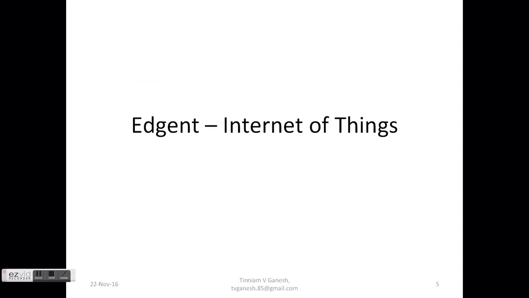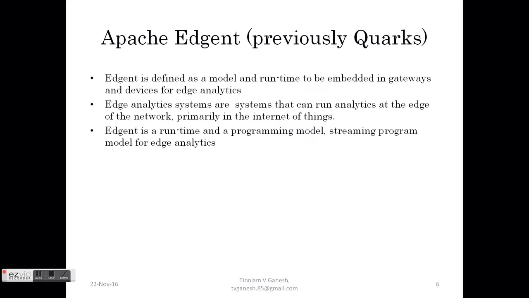Now I would like to talk about another interesting area, which is analytics at the edge, also known as Apache Edgent. This was previously known as Apache Quarks, and Apache Edgent is essentially analytics that you perform on sensors which are there on the edge of the network.